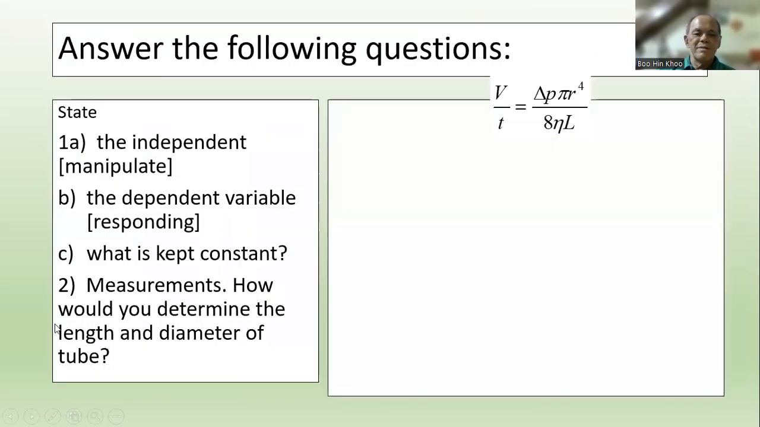Independent variable. Usually a formula will be given there. Question 1 in paper 5. So how do you measure the pressure? H rho G.